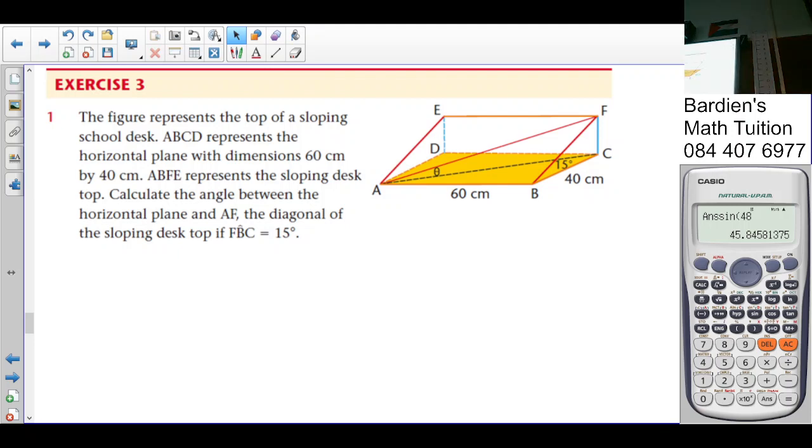So in number 3, exercise 3, we are told that the figure represents the top of a sloping school desk. ABCD represents a horizontal plane with dimensions 60 centimeters by 40 centimeters. ABEF, which is the top, represents the sloping desk top. Calculate the angle between the horizontal plane. So what is the horizontal plane? This here, that's shaded, okay?